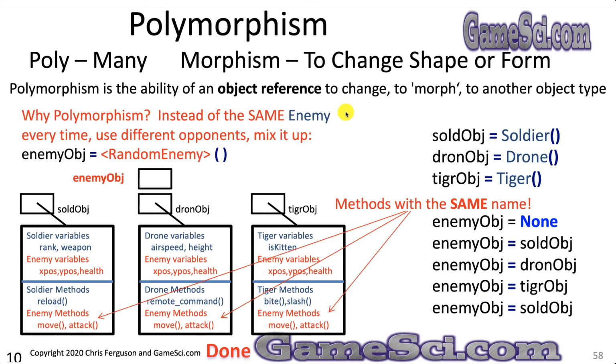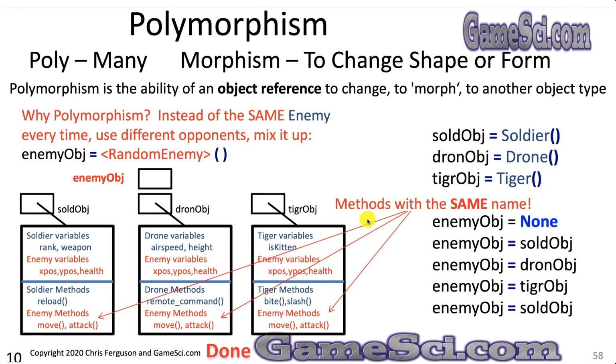Why polymorphism? Instead of the same enemy every time, we could use different opponents. We can mix it up. Our code on the first level doesn't always have to fight a soldier. We could randomly pick at the start of the level, I want to fight a random enemy. And if the random number generator says this is a soldier, then on level 1 you'll fight a soldier. If the random number generator says this should be a drone, then you'll be fighting a drone. If the random number generator says you'll be fighting a tiger on this level, then you'll fight a tiger. Polymorphism provides a way so that you can really mix up how your game plays.